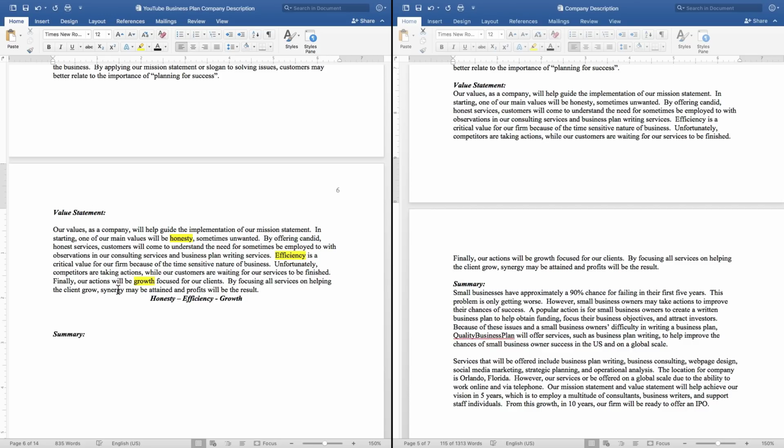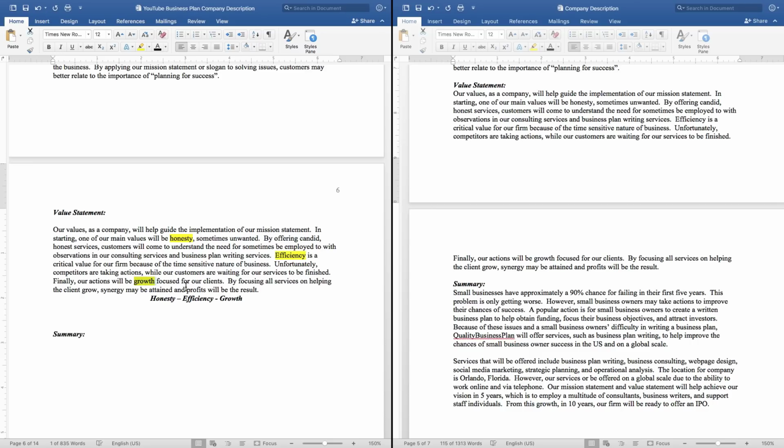Efficiency, that's important in my business. And one of our values is because if my company is not efficient, well, your competitors are still in business while you're waiting for me to finish my work. So our customers are losing time and money the longer it takes us to complete an assignment, whether it's a business plan or going through identifying issues in operations and such. So efficiency is critical, a critical value for our company.